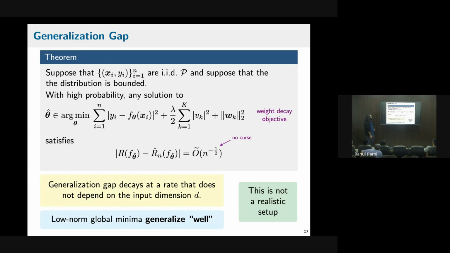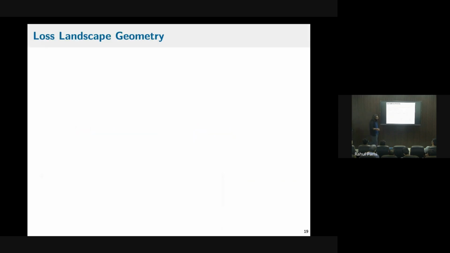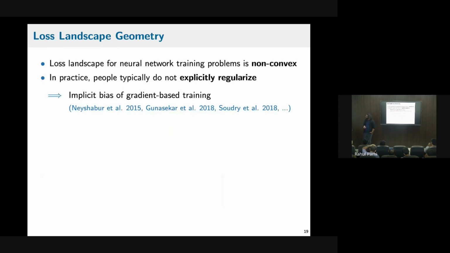Okay. So again, store this result in your brain, n to the -1/2 dimension free, and let's see what happens if we try to make the setup closer to that of practice. So this will be part 2 of the talk, where we focus on local minima that are flat, which I will define shortly. So just to maybe give some motivation about this idea of actually looking at loss landscape geometry.